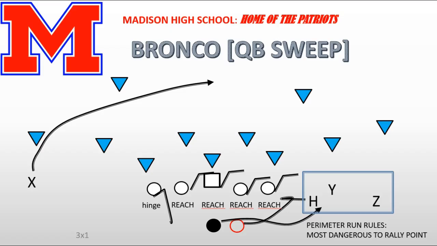All right, coaches, the last one we're going to talk about, and it kind of combines a little bit with our outside zone with the tailback, is our quarterback sweep, which is Bronco to us. So basically what we're doing is we're reach blocking. We're trying to get to the perimeter, to the outside. You know, trying to get that quarterback on the edge.